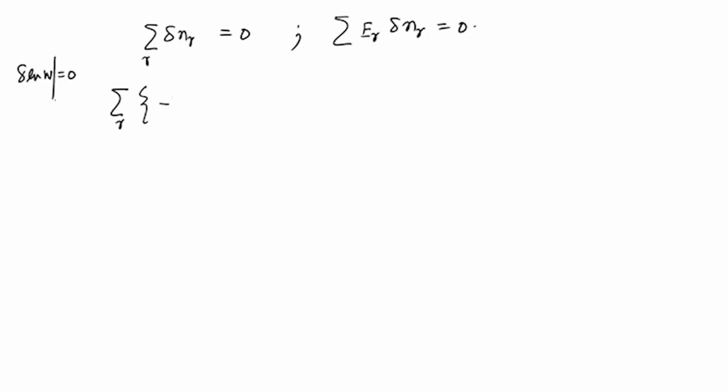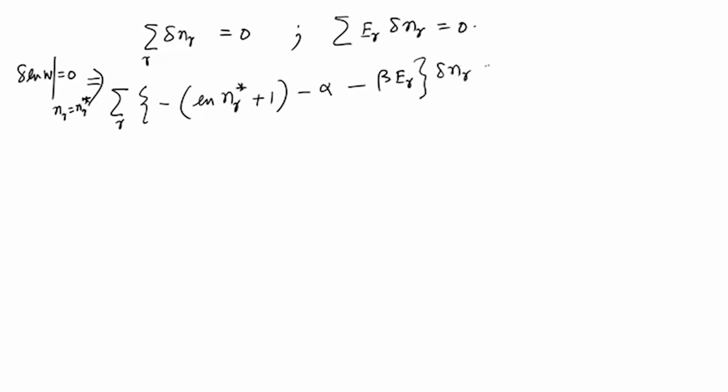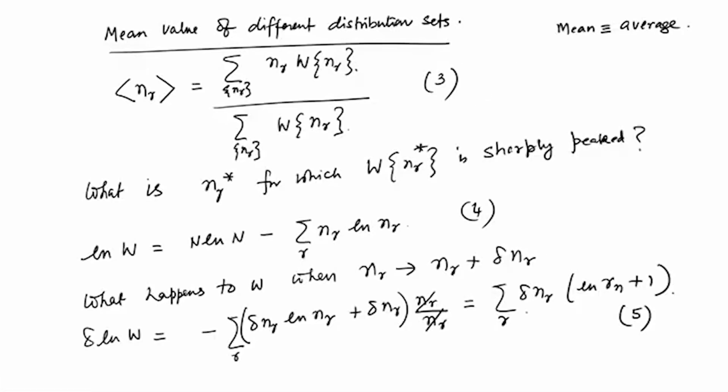So this occurs for NR equal to NR star. This gives us the sum of log of NR star plus 1, minus alpha, minus beta ER, times delta NR, equal to 0. I just want to draw your attention one more time. Here we had only this term, we could have put this term equal to 0, but this term is not an independent condition. It has to be satisfied along with the total number of particles being constant, which means the delta NR has to be 0.